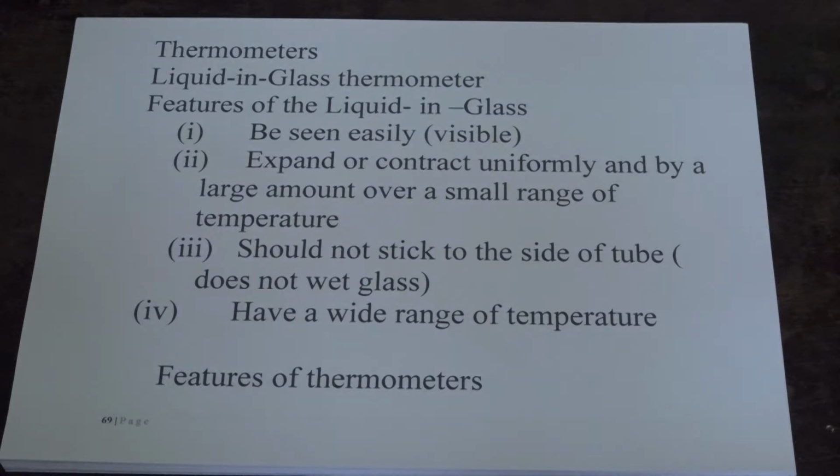The thermometer normally has a liquid, and some of the properties of this liquid must be: it must be visible, and it must contract and expand uniformly. It should not stick on the side of the tube, meaning it should not wet glass, and it should have a wide range of temperature. After this, we are going to check some of the common features that exist in thermometers.